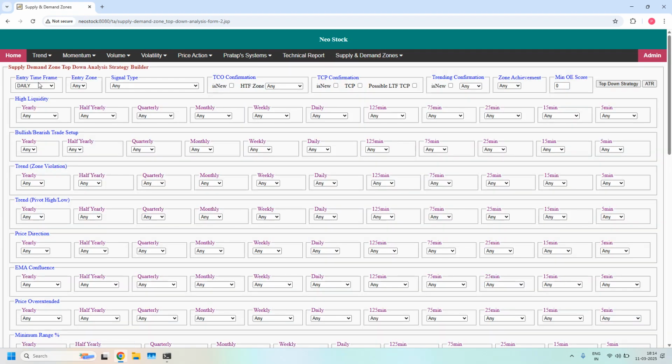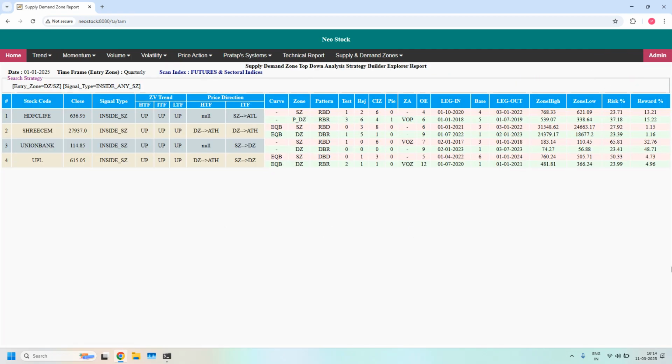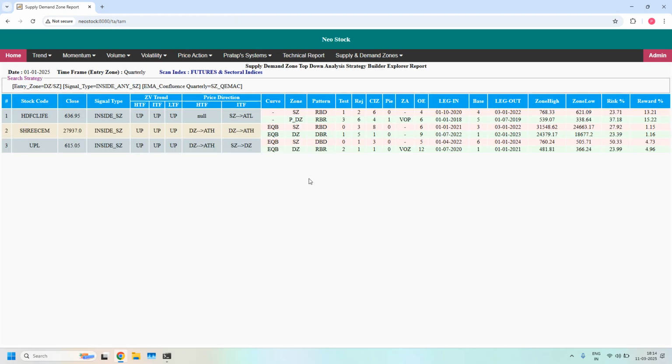Okay, next quarterly time frame. Price closed inside the quarterly supply zone. We got 4 stocks. Let's verify out of these 4, how many of these stocks are having quarterly supply zones with quarterly EMA confluence. In the EMA confluence at quarterly time frame, I am setting quarterly supply zone having quarterly EMA confluence. We got 3 stocks out of 4. These 3 quarterly supply zones are having quarterly EMA confluence and also price closed inside the quarterly supply zone. So this is about quarterly time frame.